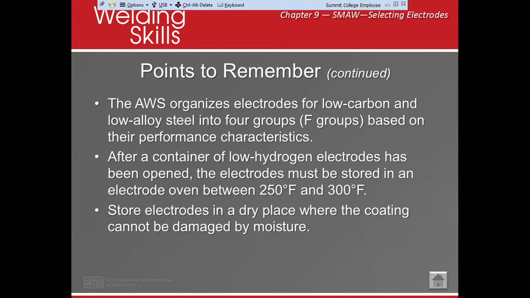When we use a low hydrogen electrode, after it's been opened, the electrodes must be stored in an oven between 250 to 300 degrees. We want to store all electrodes in a dry place so that the coating can't be damaged by moisture. So that means not in the back of your truck.